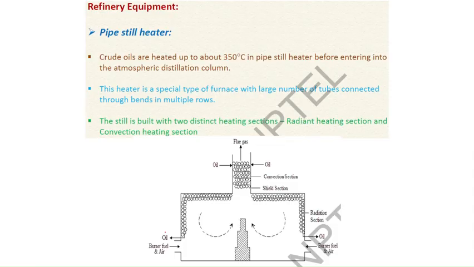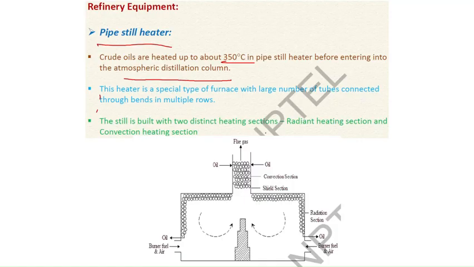Coming on to the one thing that I have been telling you from the start, and you might be wondering what this pipe still heater is. The pipe still heater, I told you, is a furnace. It is a crude furnace in which the heating of the crude oil takes place. Crude oils are heated up to 350 degrees in the pipe still furnace before entering the atmospheric distillation unit. This heater is a special type of furnace with a large number of tubes connected in multiple rows.